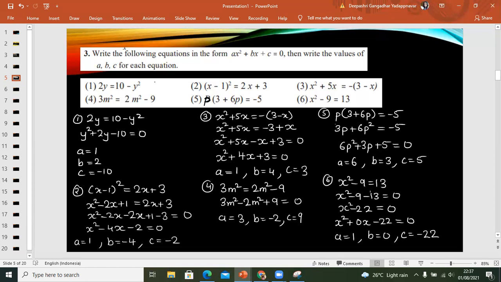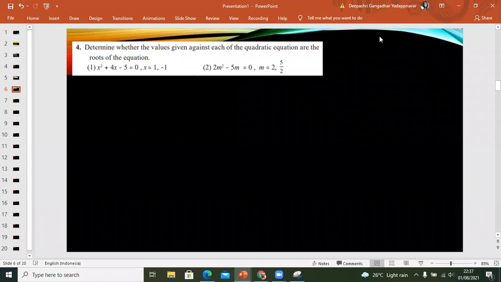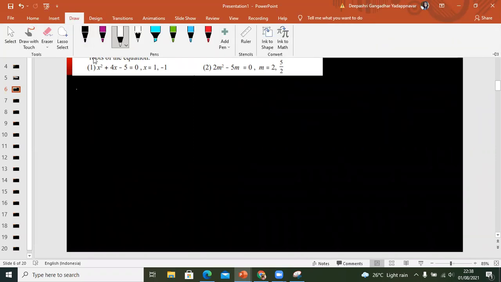So here we finished question number 3 and let's solve now question number 4. Question number 4 is: determine whether the values given against each of the quadratic equations are the roots of the equation. Here roots are given as x = 1, x = -1 for the first question. We have to find out whether these are the roots of that particular equation.